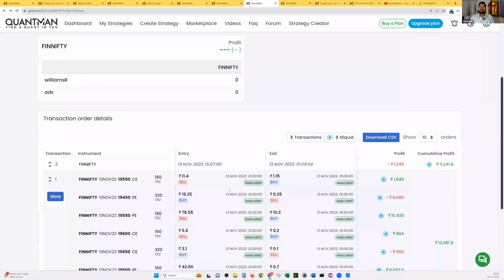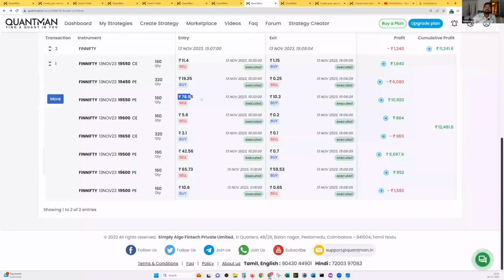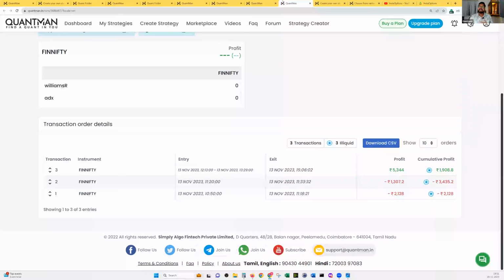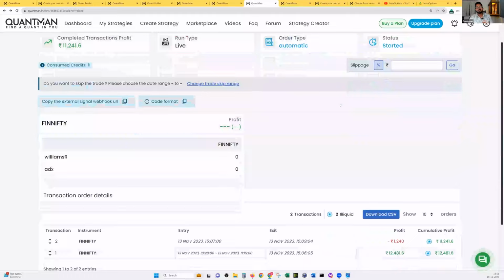Whatever I sold, you see 65 I sold, it came to 59. I sold at 78, it came to 10. Just imagine, 10,000 rupees come out over here, 6,000 rupees come out over here. It is suggested to take multiple entries. That is how I'm personally doing it, because I have done a lot of research on this, and I understood one thing: it is very good on the expiry day.